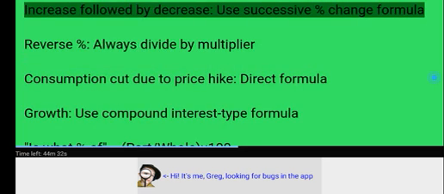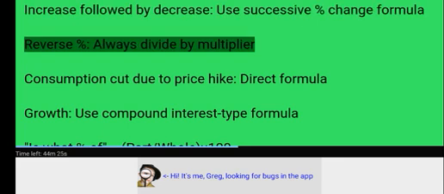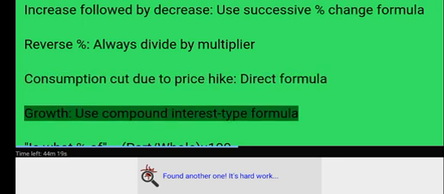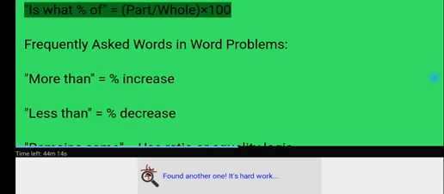Remember. Increase followed by decrease, use the successive percent change formula. Reverse percent, always divide by the multiplier. Consumption cut due to price hike, use the direct formula. Growth, use the compound interest type formula. Is what percent of, equals part divided by whole times 100.